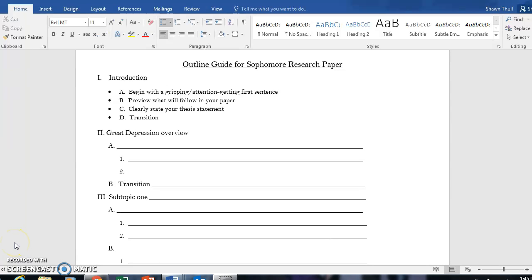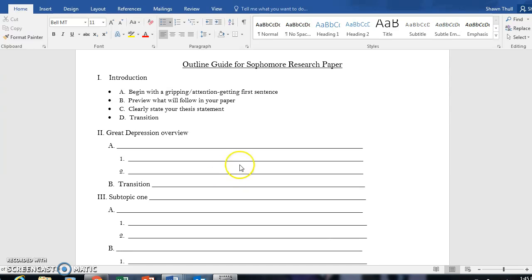Hi everyone, I am just going to do a quick video on what we covered in class on Friday about outlines for your research paper. So what I would do first is find this page that's on the screen in your research packet that has the yellow cover on it.